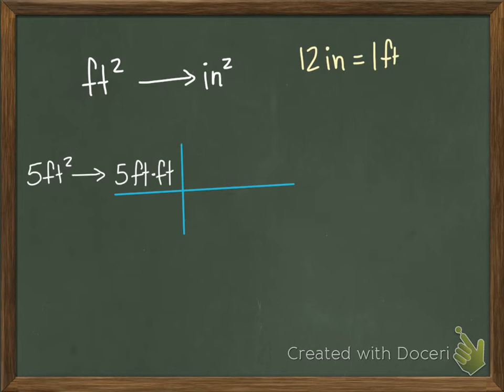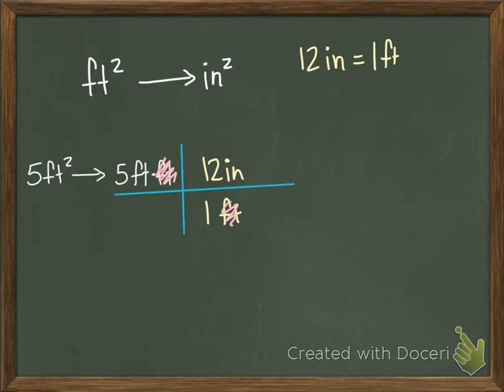So I want foot to go away, but really in this case I want feet squared to go away, but I'm going to do it in pieces. So I know that 1 foot is 12 inches, but I can't just have that be my total conversion. And the reason is that we're only getting rid of one of the feet, right? This foot cancels out with this foot.